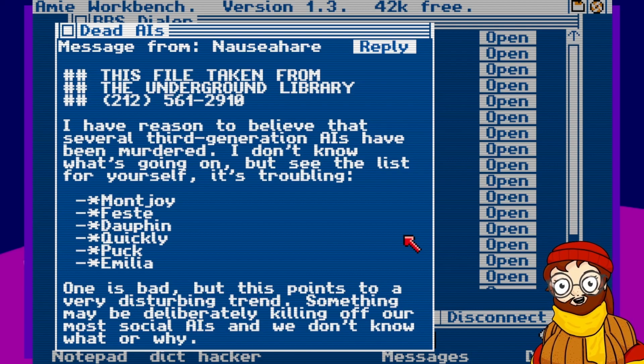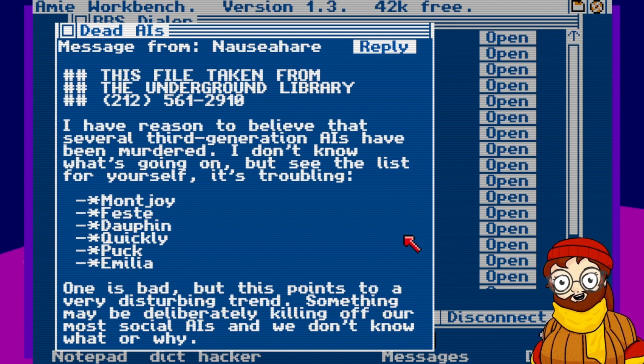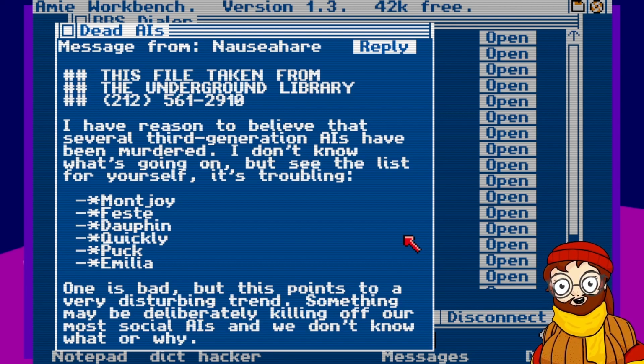Well, the Amelia.core dump. I have reason to believe that several third-generation AIs have been murdered. I don't know what's going on, but see the list for yourself. It's troubling. Montjoy, Festi, Dolphin, Quickly, Puck, and Amelia. Yeah. So, one is bad, but this points to a very disturbing trend. Something may be deliberately killing off our most social AIs, and we don't know what or why.